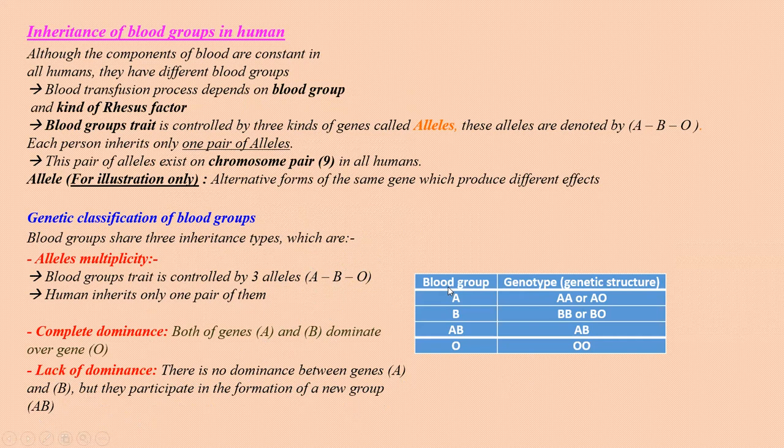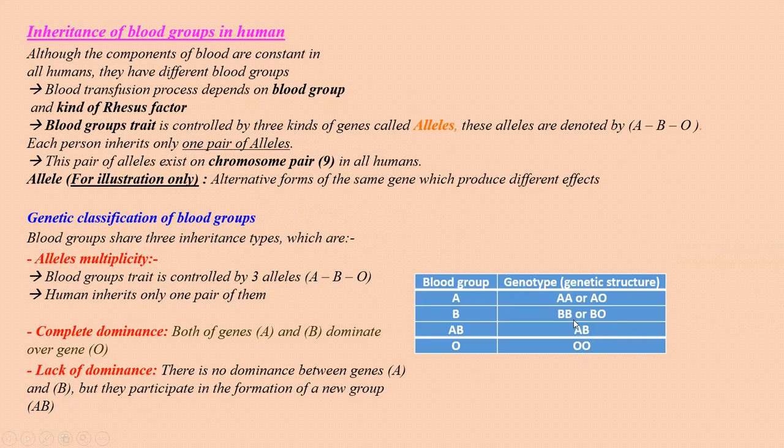So my blood groups are A, B, AB and O. How can I write them? Either they are present as AA or AO, BB or BO, AB, OO. This is their genetic structure, their genotype. Why did I write AA or AO here? Because both of them give me blood group A. If both of them are capital A, that is blood group A, or AO because A dominates over the O, so also blood group A.